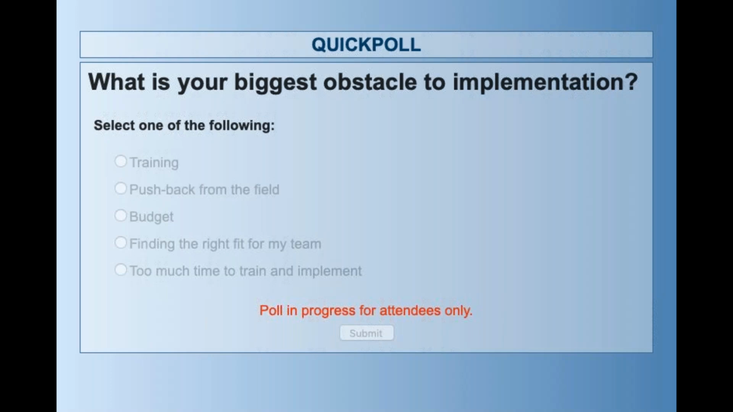We've got the clock running, and again, we appreciate all those answers. So what is your biggest obstacle to implementation? Got about 10 more seconds, so keep it coming. A pretty good breakdown coming up there. And right now we are closing the polls.